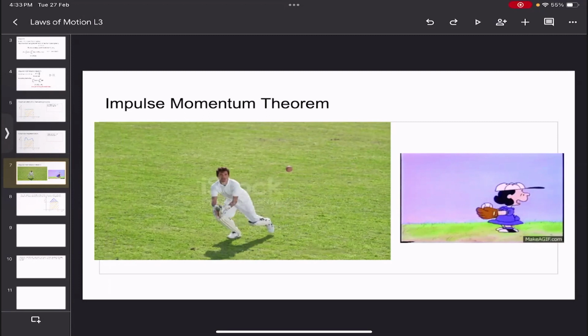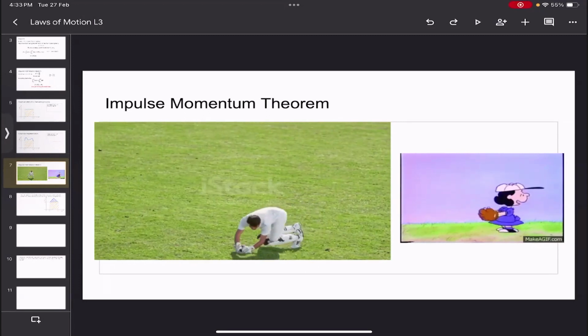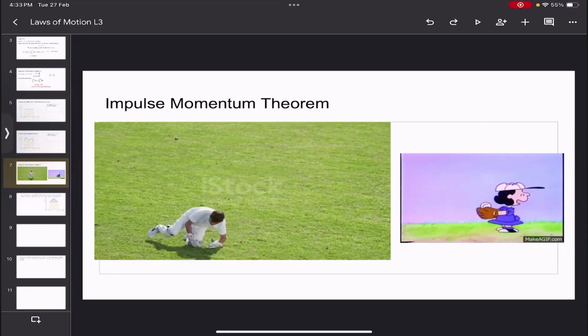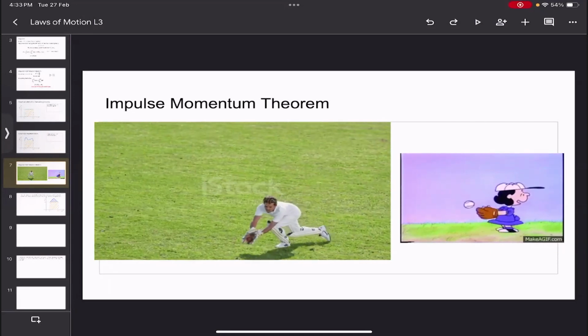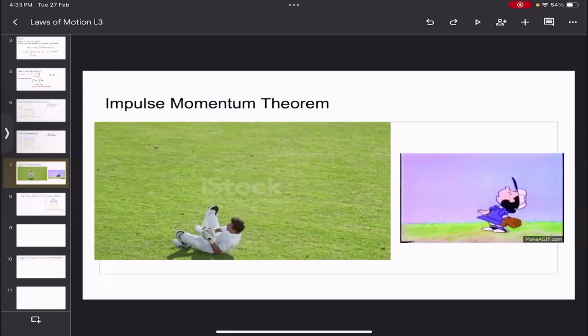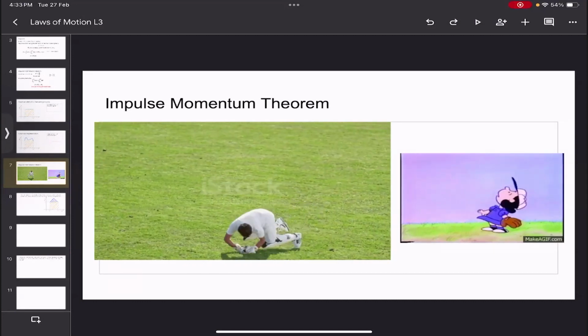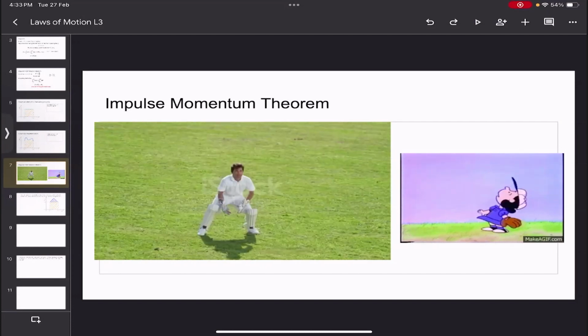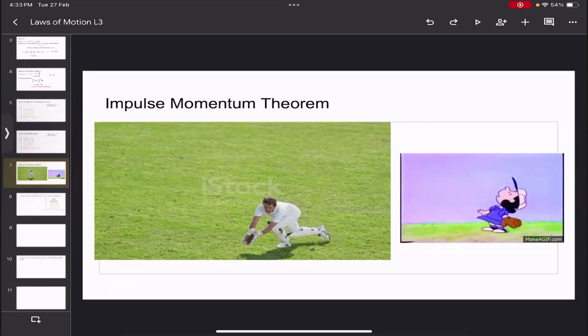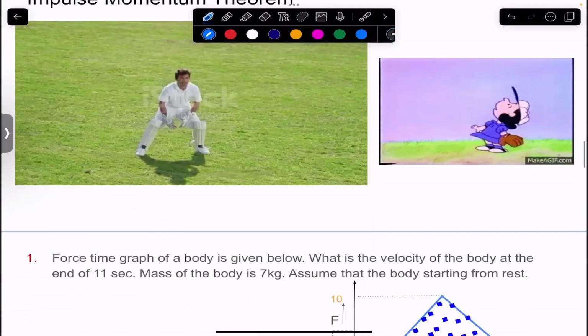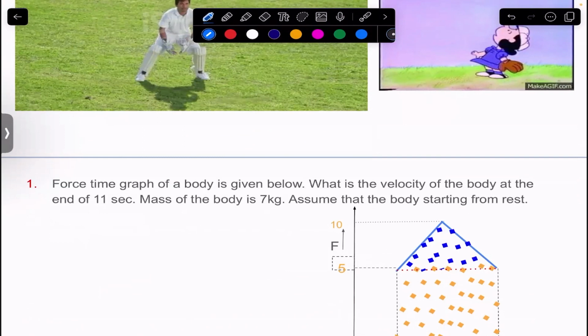So which case will have less risk of injury? Anybody who has played cricket, or any game that includes catching an object, will understand that the first scenario is the right scenario, where you are giving more time for the object to exert force. So in that manner, impulse will be less over there. So I is less over here, I is more over here, because time is less over here and here time is more.